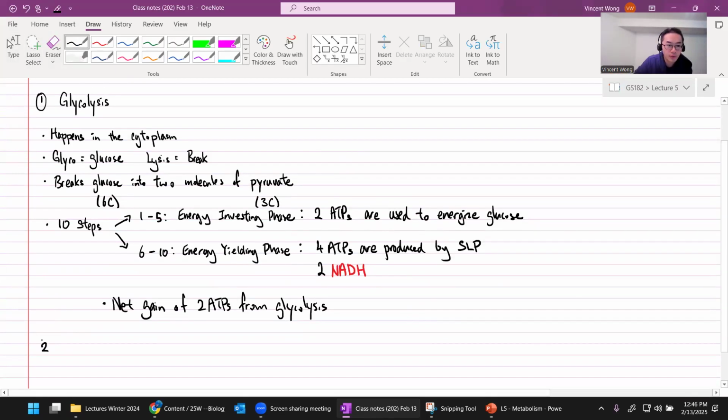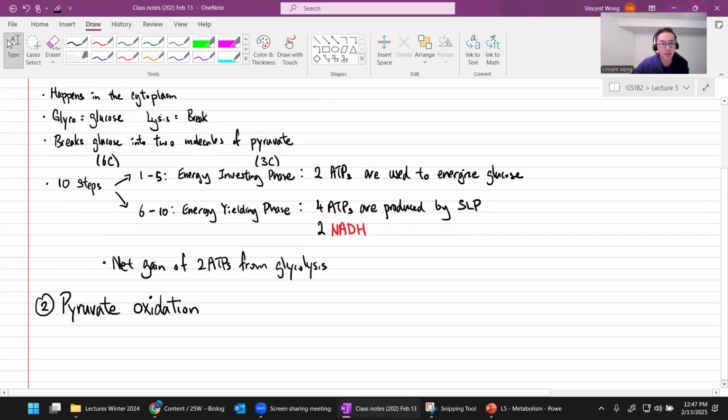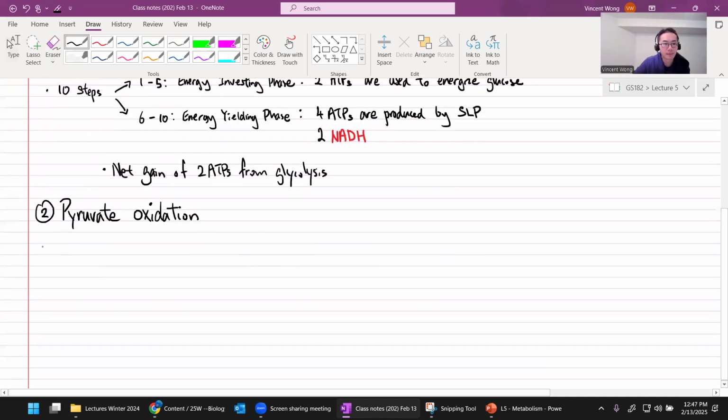Okay, so number 2 is pyruvate oxidation. Does anybody remember where this happens? Where does pyruvate oxidation take place? Look at your notes from last class. Anybody? Don't be shy. That's right, the matrix is correct.